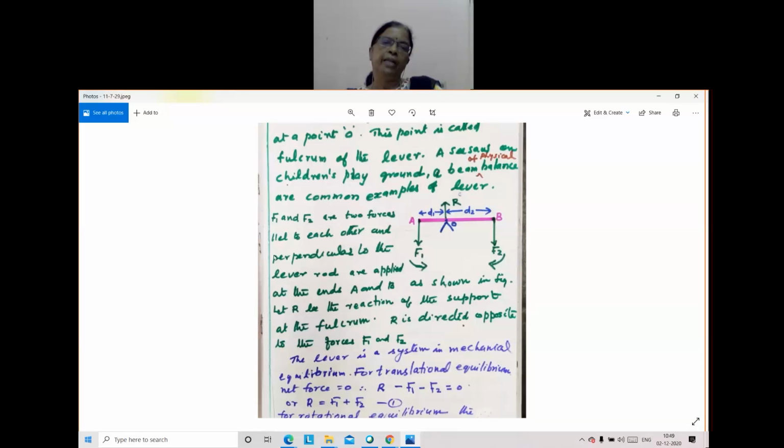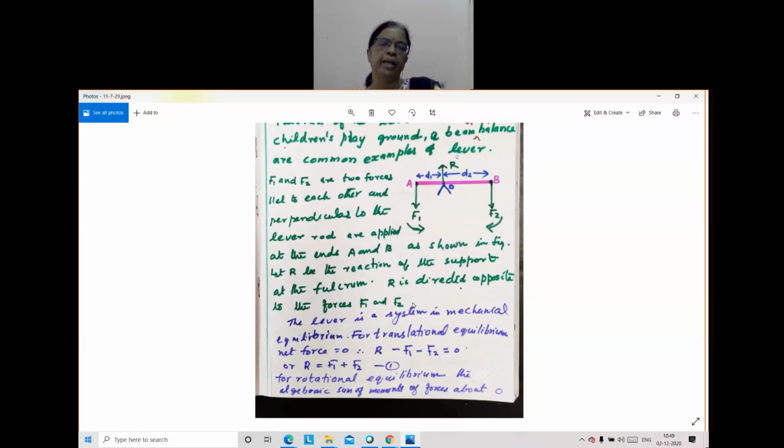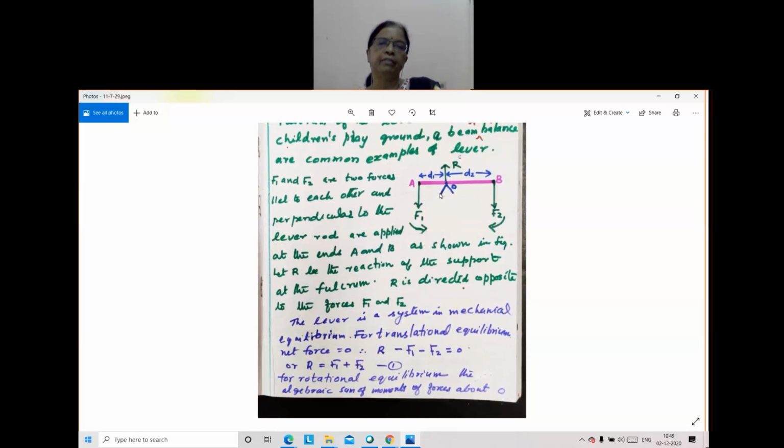So F1 and F2 are two forces parallel to each other and perpendicular to the lever rod, applied at the ends A and B as shown in the figure. Let R be the reaction. When we keep a fulcrum here, there will be a reaction because it exerts an upward force. How is it balanced? Net force downwards is F1 plus F2. Upward force is R, the normal reaction. When R equals F1 plus F2, then only it will be balanced. When the upward force equals the downward force, the net force becomes 0, and it will be in translational equilibrium.